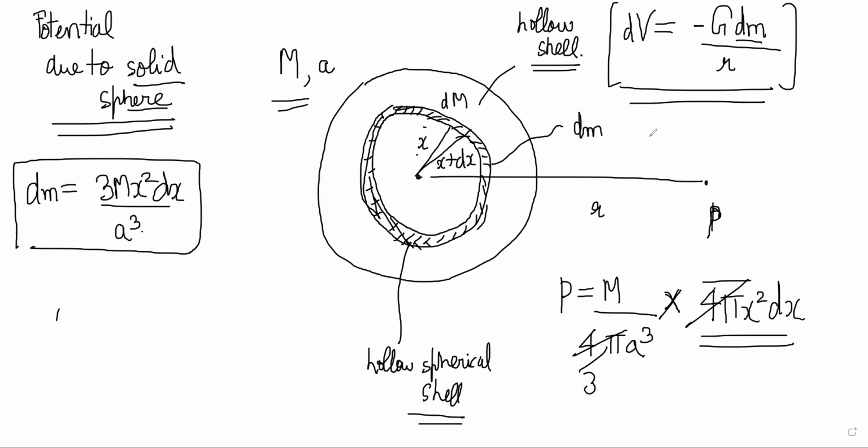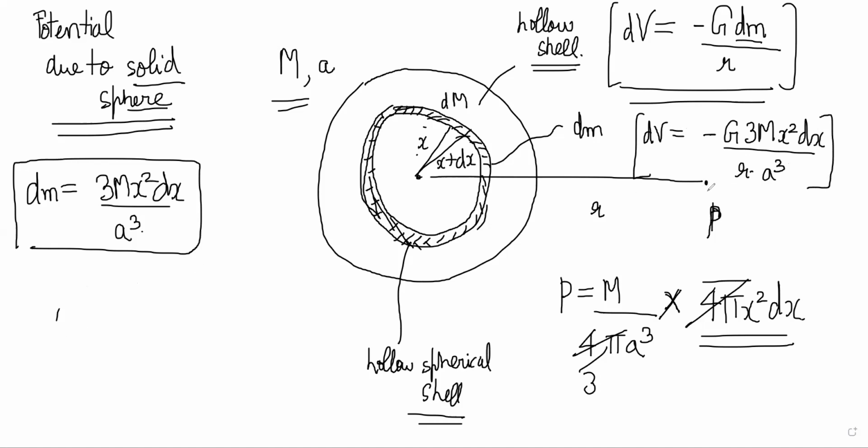Now your dV will be minus G 3M x square dx by R a cube. This is your dV. Now we just have to integrate it.